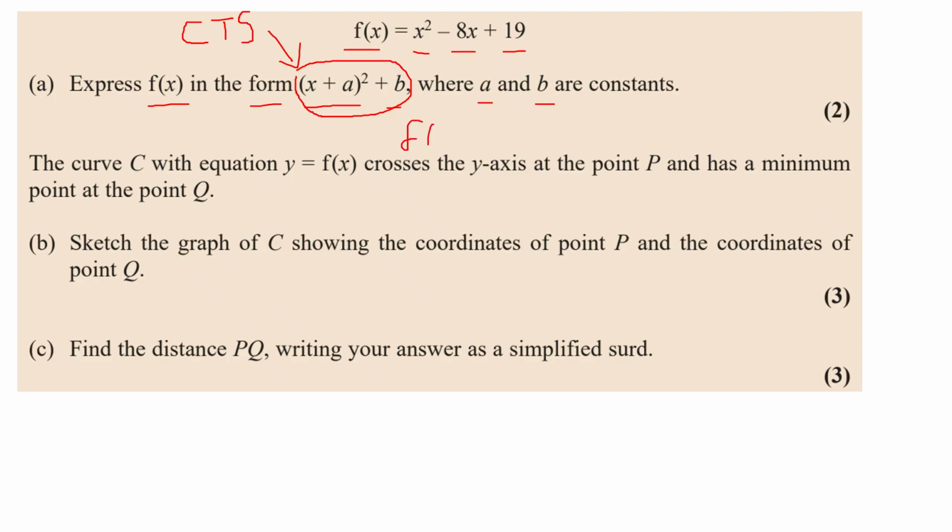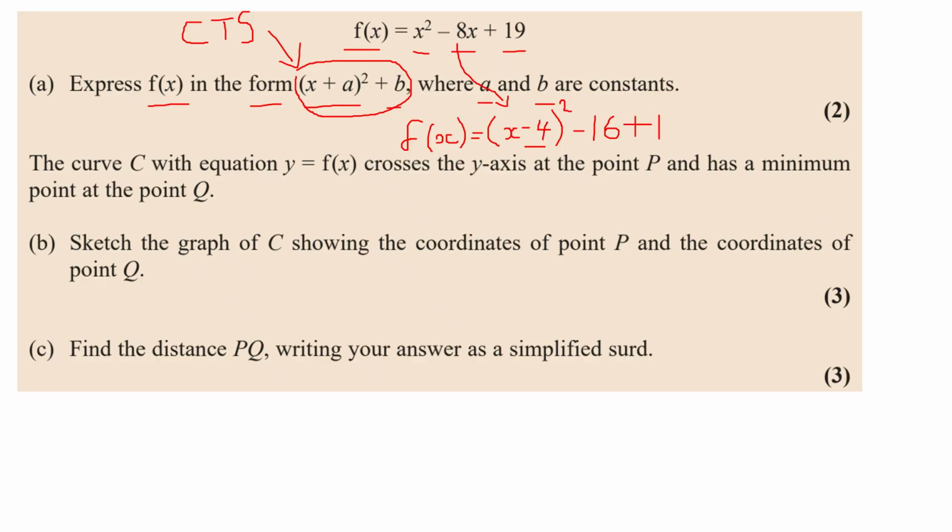So here is the process. We're going to open up a bracket and put an x. We're going to halve the coefficient of x, so half of minus 8 is minus 4. We're going to then close the bracket and square it. Then we're going to subtract the number that's inside squared, so minus 4 squared is minus 16. And then don't forget to come down with the plus 19.